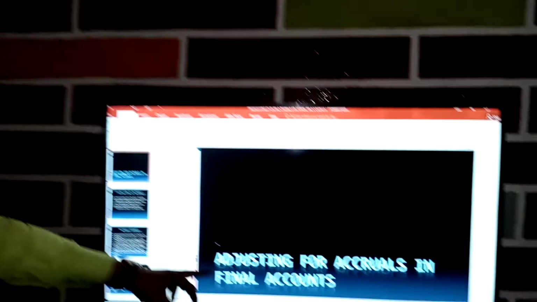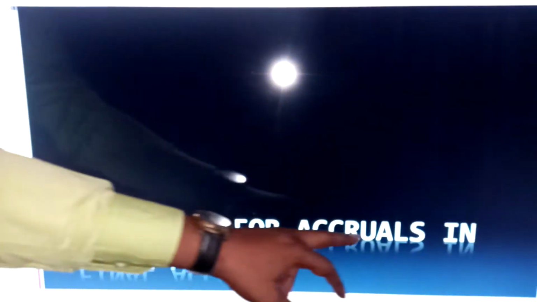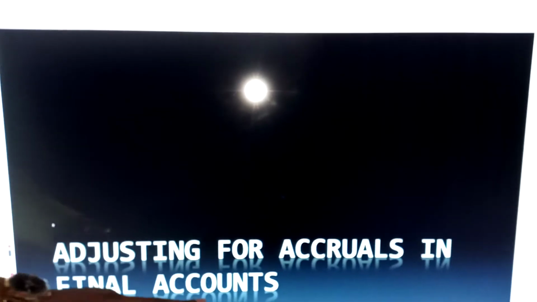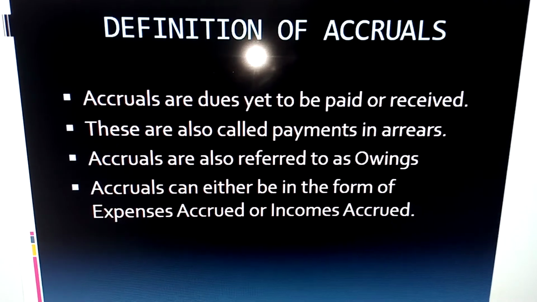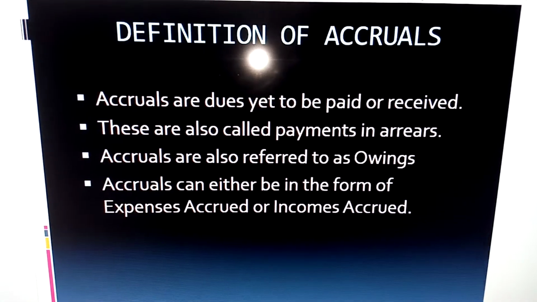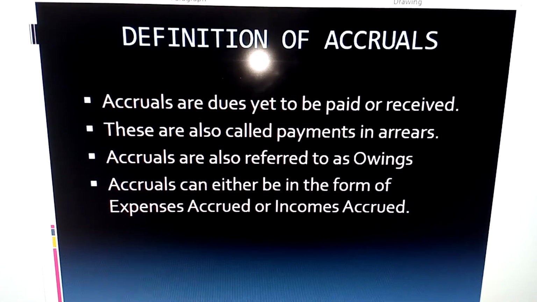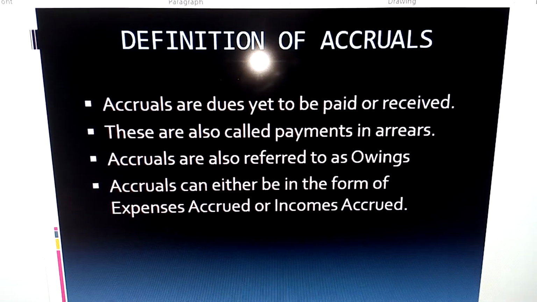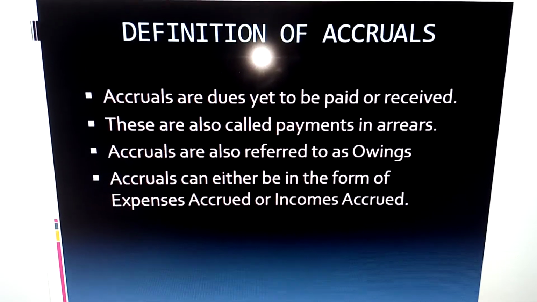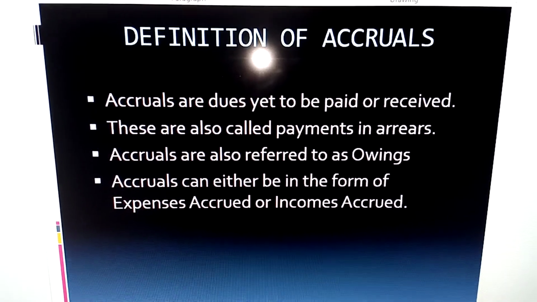Now, in such a scenario, what we do is to adjust for the owings, or to adjust for the arrears of salaries that is yet to be paid. So this will take us to adjusting for accruals in final accounts. Accruals are dues yet to be paid or received. They are also called payments in arrears, or you can refer to them as owings.